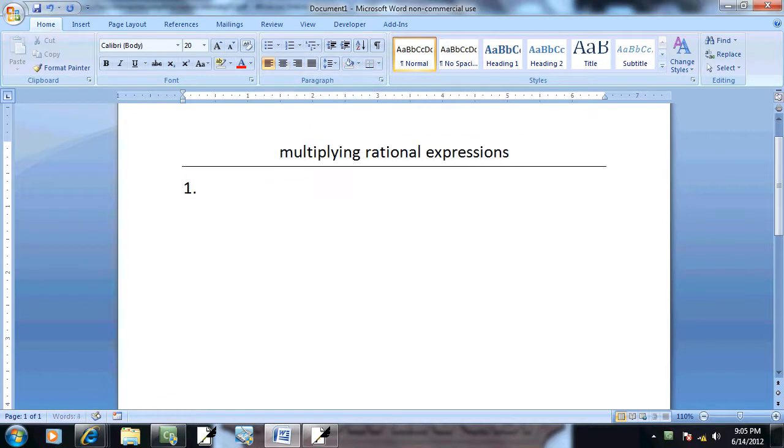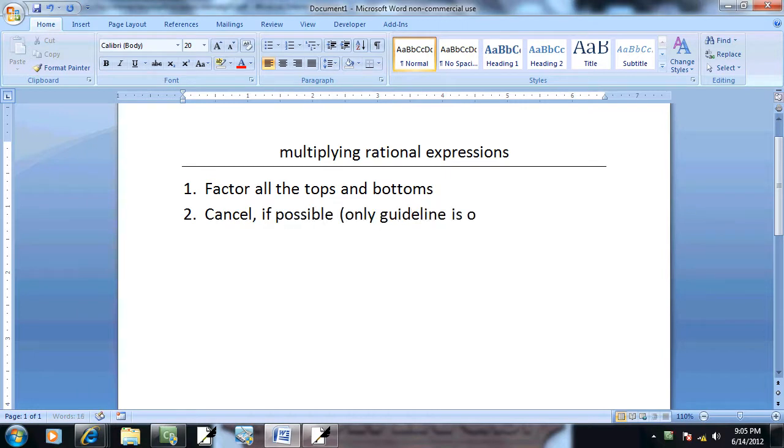Step 1: Factor all the tops and bottoms, all the numerators and denominators. Step 2: Cancel if possible. The only guideline is 1 is on top and 1 is on the bottom.